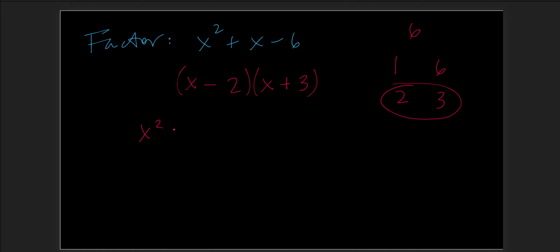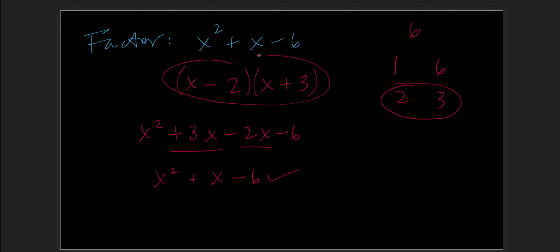First positions gives me x squared, outer is 3x, inner is negative 2x, and the last position is negative 6. These are alike, and that gives me positive 1x. Don't really write the 1. And it's the same as the original problem, so yes, I factored it correctly. And that's how I go about those.